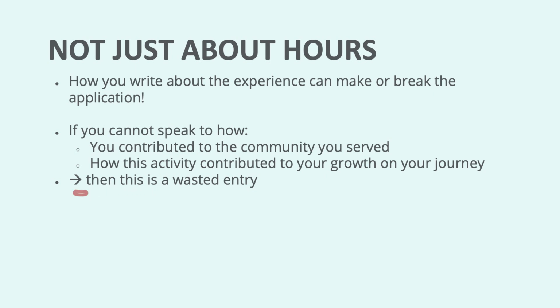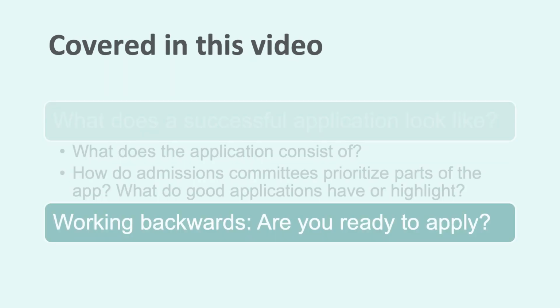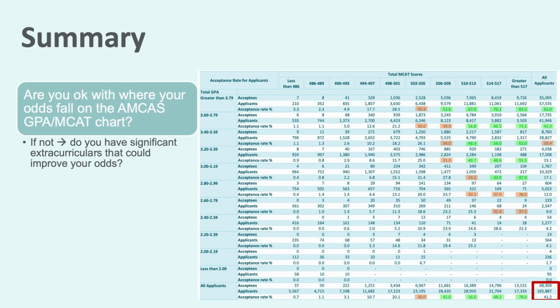So now that we know what we're aiming for, how do we know if we're ready to apply? To be honest, you're unlikely to ever feel ready to apply. But there are some major questions you can ask yourself to determine your likelihood of success with the application process. So first, when looking at the AMCAS GPA-MCAT combinations chart, are you comfortable with your odds based on the odds other applicants with comparable stats had in the cycles before you? If you're a little shaky on this, do you have significant extracurriculars that could help compensate for potentially less than amazing stats?